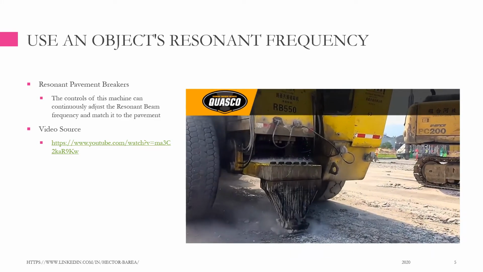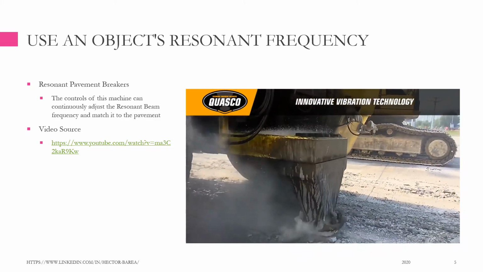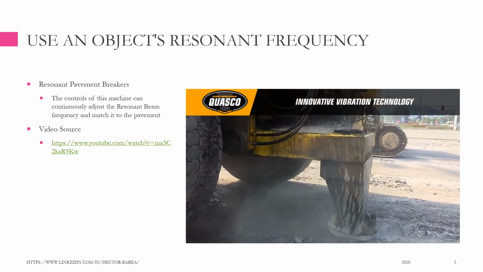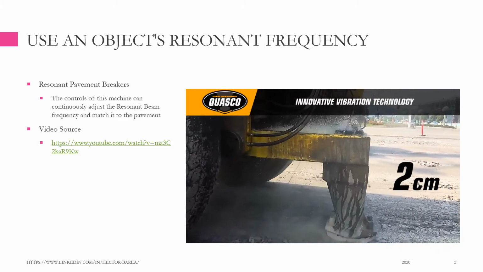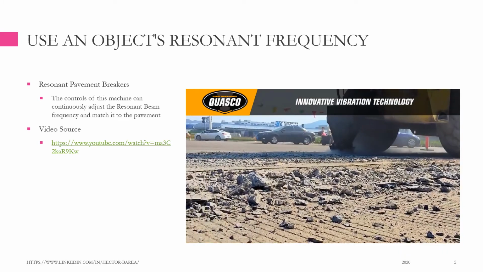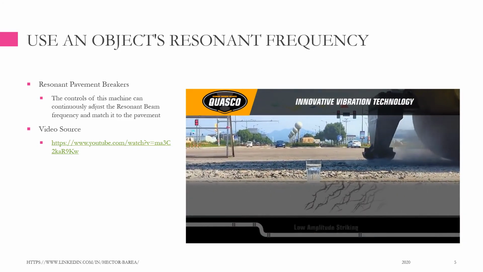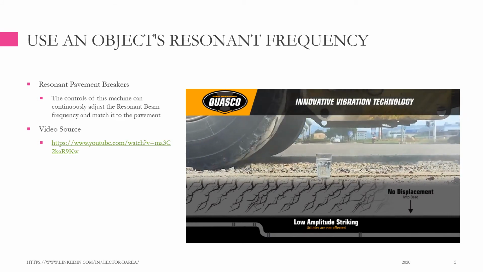The key to Quasco's resonant rubblizing process lies in its innovative vibration technology. Shown here in slow motion, the weighted resonant beam strikes the concrete 44 times per second at an amplitude of less than 2 centimeters. This low-impact process minimizes disruption to the surrounding environment and does not damage underground utilities while leaving the existing subbase completely intact.